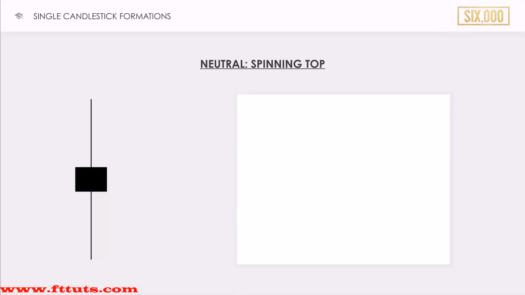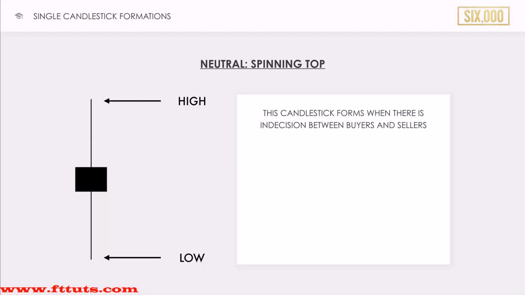We're going to head into our neutral candlesticks, and the first example is a spinning top. So as you can see, it has a low and a high price like our previous candlesticks, but in this situation, the body is black. And the reason it's black is because it doesn't matter if it's a bullish or bearish candlestick. So this can be blue or red, depending on the color of your candlesticks. This is completely irrelevant. And this candlestick forms when there is indecision between buyers and sellers.